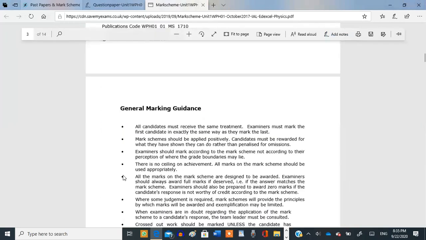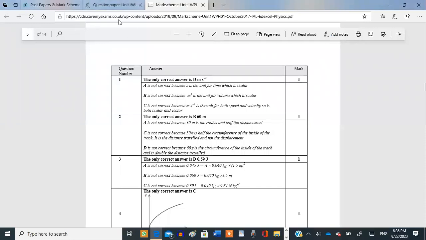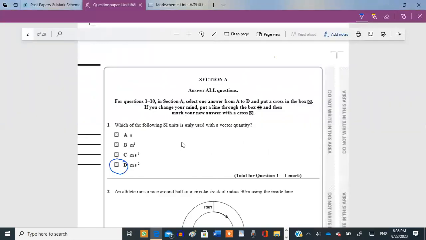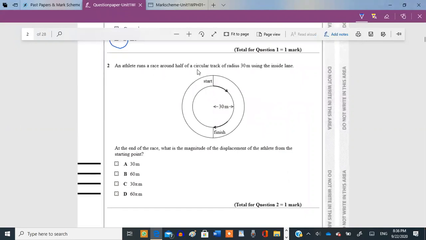Let's look at the marking scheme as well. It is D. Yep. Okay. Then question 2 says an athlete runs a race around half a circle of path radius 30 meter, using the inside lane. All right, 30 meter is okay. This is the inside path, and this half a circle has been run.